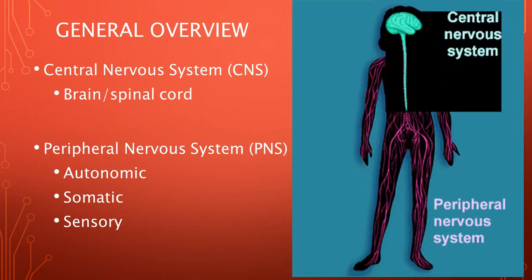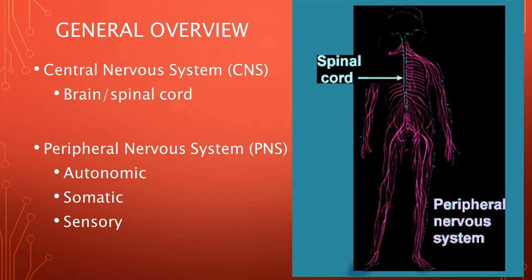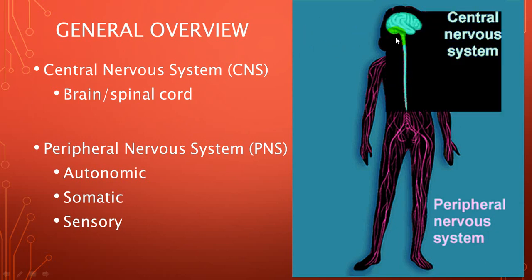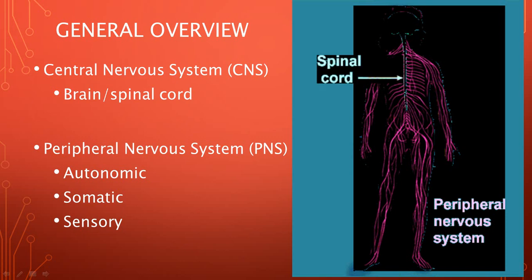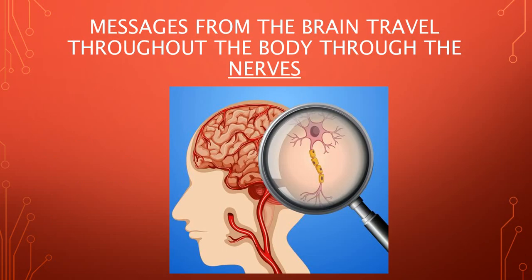So I have this. It'll show you right here the central nervous system and the peripheral nervous system. Let's wait for it to come back. There's the spinal cord. So the central nervous system is the brain and the spinal cord. Peripheral, look at all those nerves coming out, going to all the parts. So you're out from the spinal cord to the rest of your body right there. Okay. Messages from the brain travel throughout the body through nerves. That's the blank you're filling in right there.